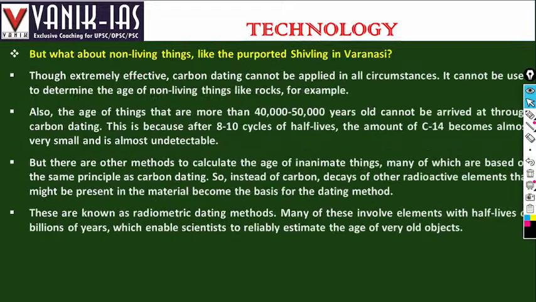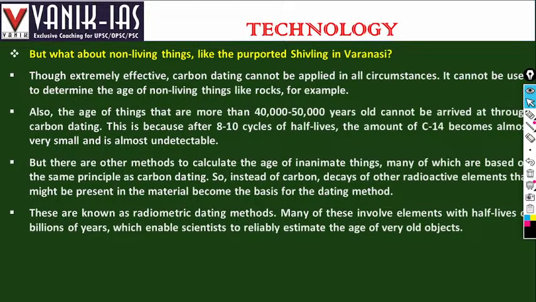But what about non-living things like the purported Sivalinga? This carbon dating method is used for living beings, plants or animals. But this is a stone, and this is a non-living entity. Carbon dating cannot be applied in all circumstances. It cannot be used to determine the age of non-living things like rock, for example. Also, the age of things that are more than 40,000 to 50,000 years old cannot be arrived at through carbon dating.